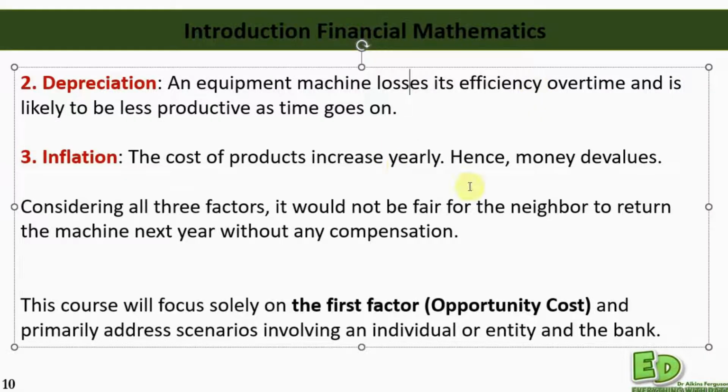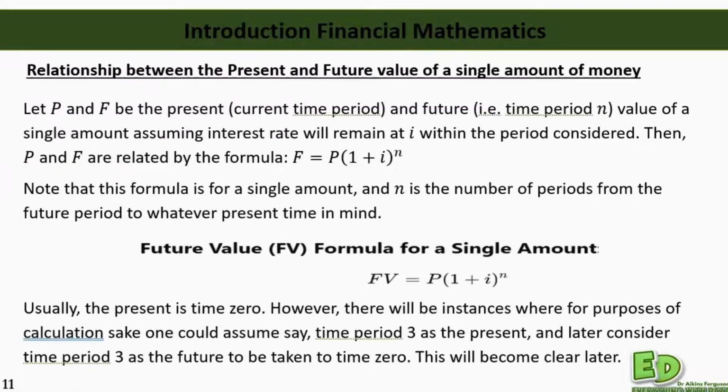So considering all these three factors, it will not be fair for the neighbor to return the machine or the 200 cedis next year without any compensation, right? This cost focuses solely on the first factor, opportunity cost, and primarily addresses scenarios involving an individual or entity in the bank. So we'll delve into this and we'll get more understanding on it.